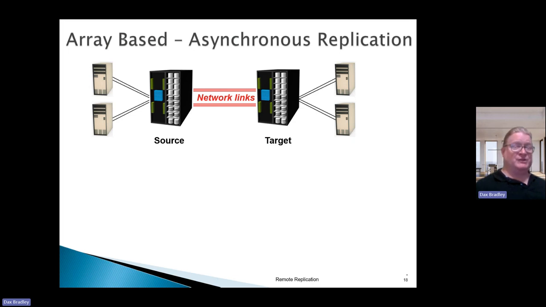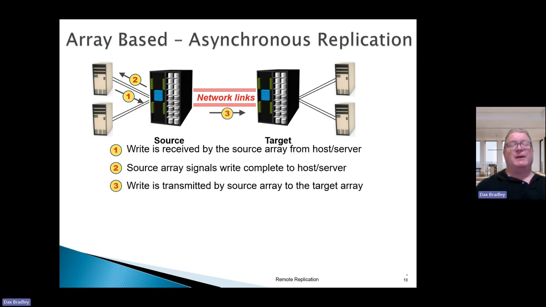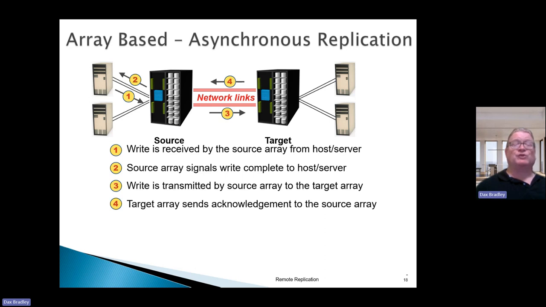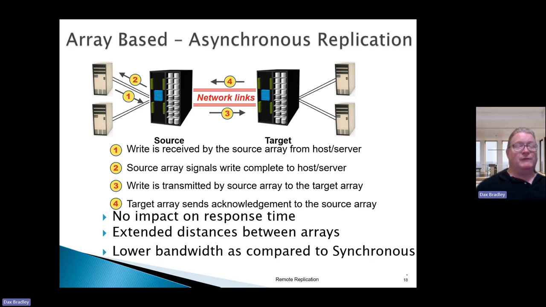In array-based asynchronous replication, the write is again received by the source array from the host. The source array signals a write complete to the host server. Then the write is transmitted by the source array to the target array, and the acknowledgement is bounced back to the source array. With this system, there's no impact on the response time. And it can operate with extended distances between arrays. You're not tied to the 200 kilometer limit. And it offers operation at a lower bandwidth compared to synchronous. And the standard, like we said previously, is based on an average rather than a min-max.